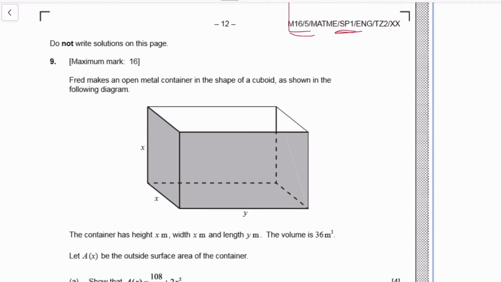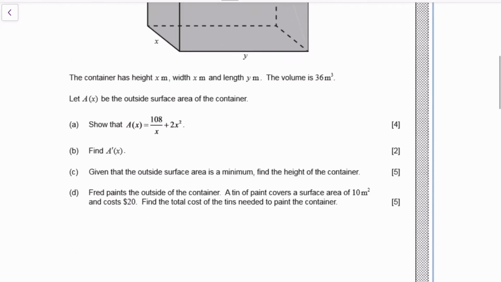So in the question, there is a container, and there's always something that they want you to optimize. So there is always something that they want you to find the maximum or minimum of. And in this case, it is A(x), where A(x) is the surface area of the container. And if you read the question in part C, we're going to find the minimum of A(x).